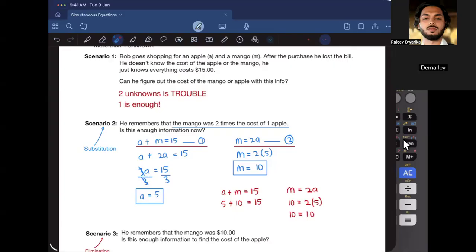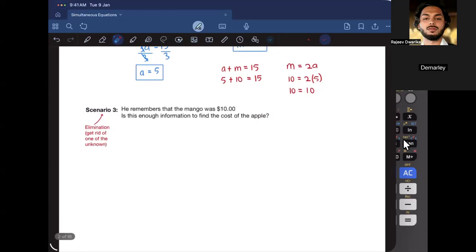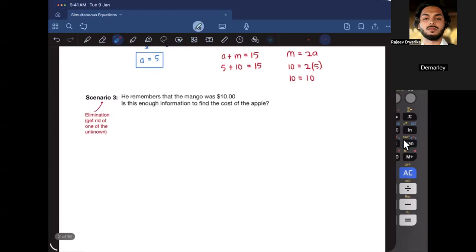That's it. Now let me show you the concept behind elimination. So you understand that the problem has 2 or more unknowns. So if we could get one unknown, we could solve it. So in elimination, we want to get rid of one of the unknowns. So a simple example is, if you remembered that the mango was $10, you could figure out the price of the apple, yes or no?